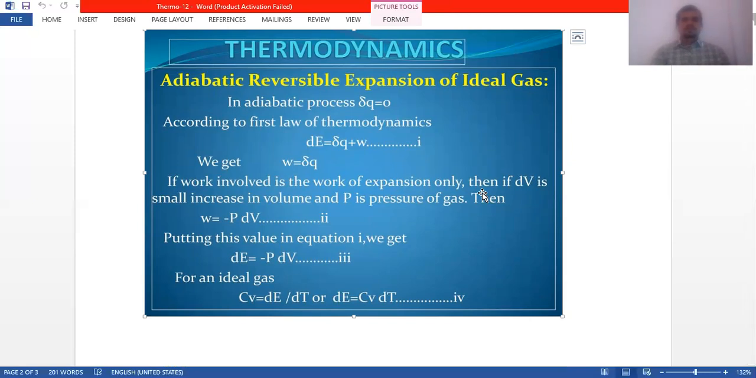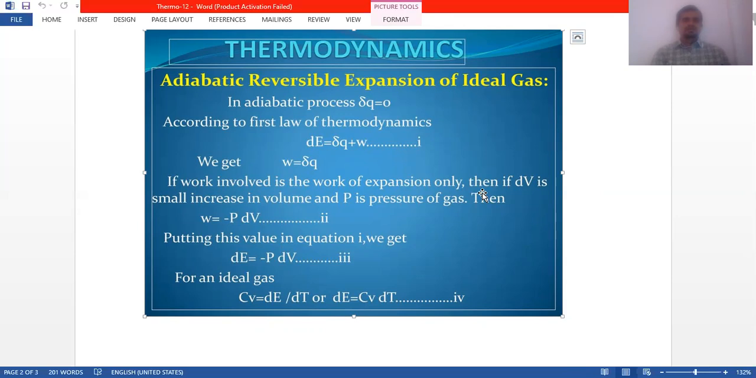This is explained very well in this slide: adiabatic reversible expansion of the ideal gas. In adiabatic reversible expansion of the ideal gas, in an adiabatic process, delta Q is equal to 0. And according to the first law of thermodynamics, delta E is equal to delta Q plus W. This is the equation for the first law of thermodynamics.